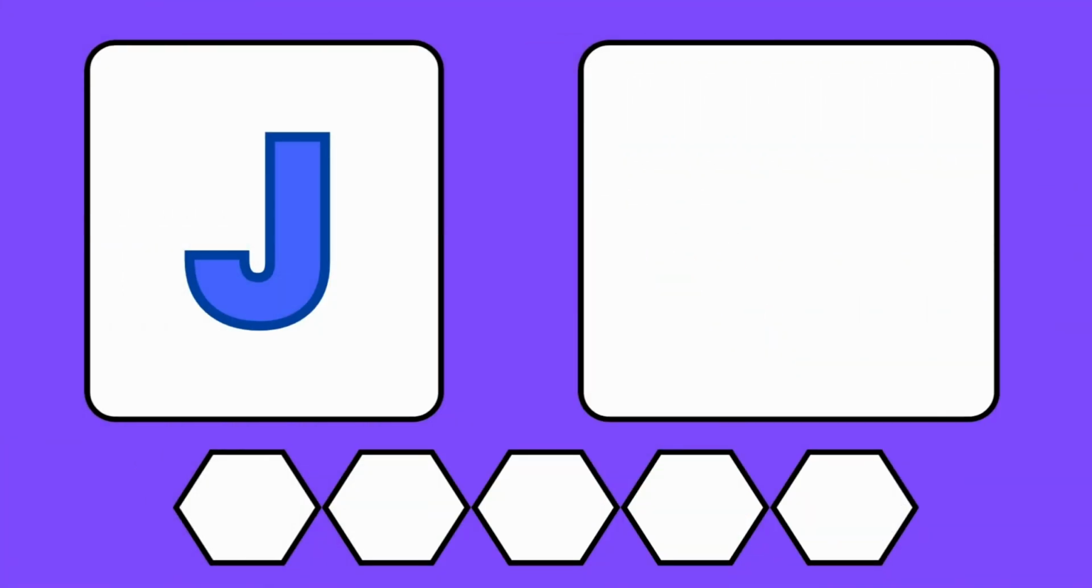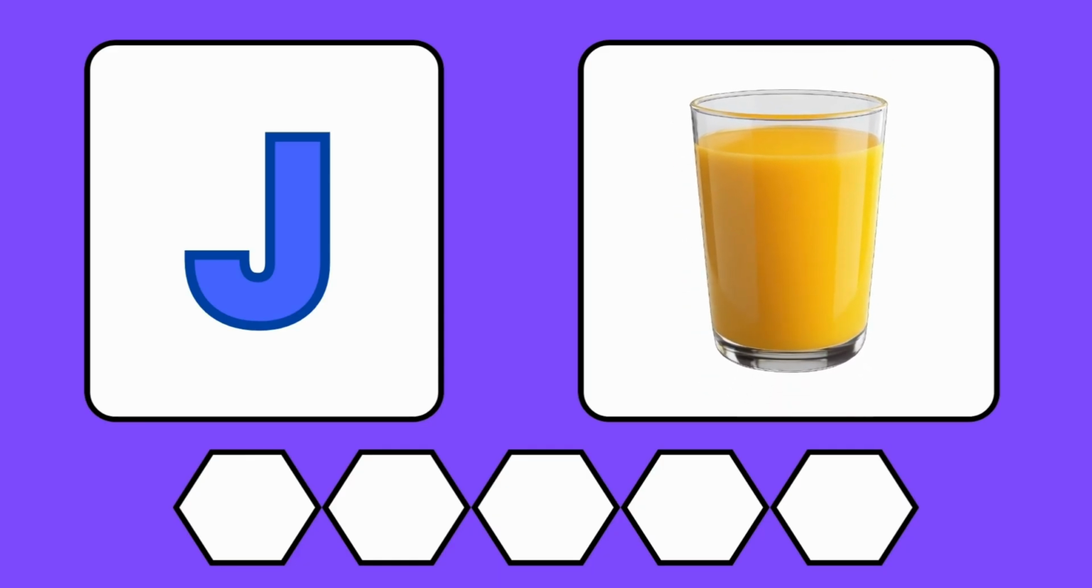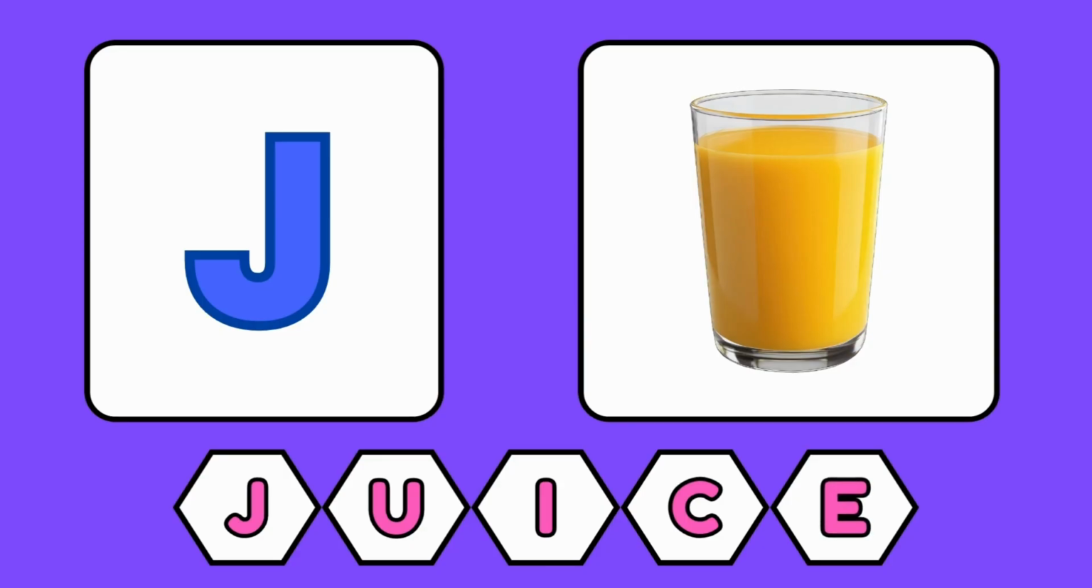J. J is for juice. Let's spell it. J. U. I. C. E. Juice.